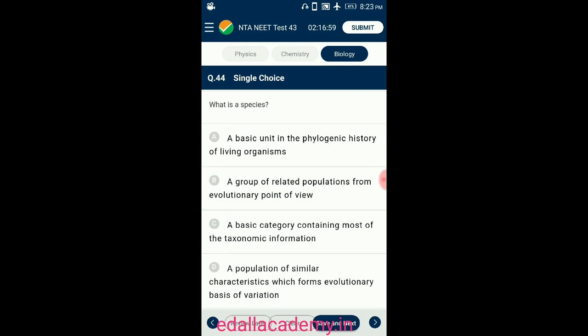Question number 44. What is a species? Species is the smallest unit of taxonomic hierarchy which consists of a group of similar organisms capable of interbreeding freely in nature to form fertile offsprings. It brings about a variation necessary for evolution. So the answer for this question is option D. A population of similar characteristics which forms evolutionary basis for evolution.